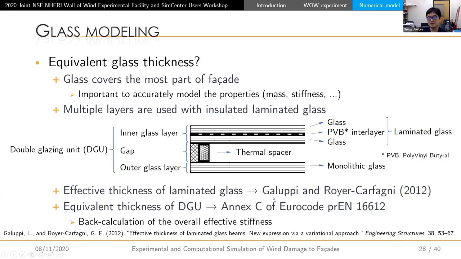So we adopted Galuppi's formula from 2012. She developed a nice formula such that we can estimate the effective thickness of the laminated glass, and with this we could compute the effective thickness of the inner layer. And then with that, we could use the Eurocode to estimate the effective thickness of the DGU unit. So we used the finite element software to back-calculate the overall effective stiffness, and that information was used to compute the equivalent thickness of the DGU, right?